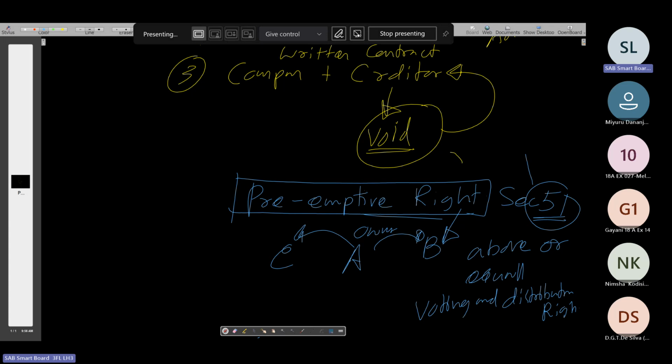Stated capital is the total of all amounts received by the company or due and payable to the company in respect of the issue of shares. Total of all amounts received or due and payable to the company on the issue of shares.